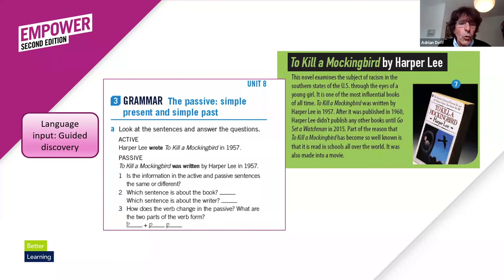Students are led towards understanding the difference between the active and the passive, the meaning and the form of the passive, rather than it being presented directly to them. So it takes the same approach as Teacher B and many of you who responded earlier on when we looked at that at the beginning.